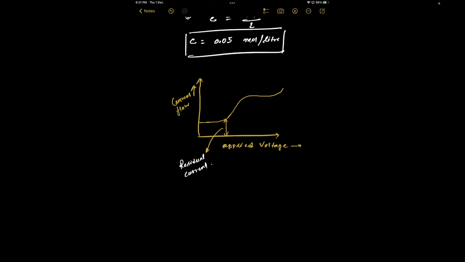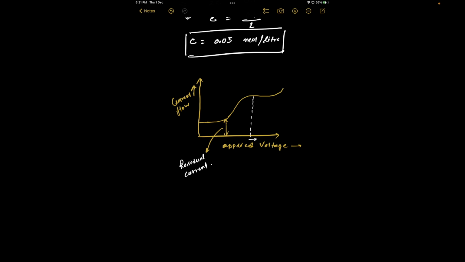Then we apply voltage along this axis. After some voltage, the current flowing between the two electrodes will reach a kind of steady state. It reaches steady state when the diffusivity of ions between the two electrodes and the rate of oxidation or reduction at the dropping mercury electrode will be exactly equal. So these are the details.